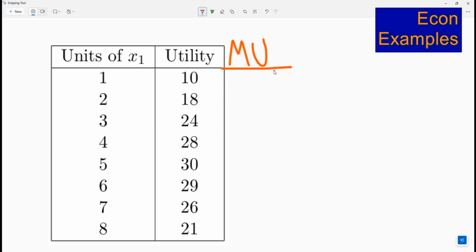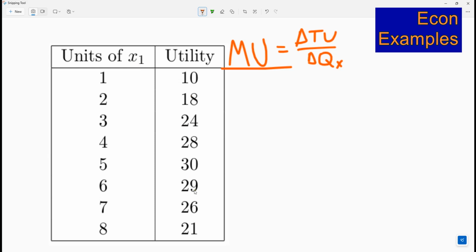So marginal means additional in all of your classes. What we're doing is calculating how much more utility the consumer has from another unit of X. The formula for this is the change in total utility over the change in whatever the quantity is. So in this, it's units of good X1.